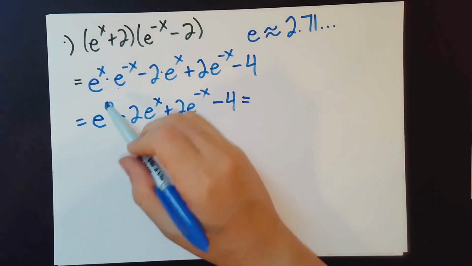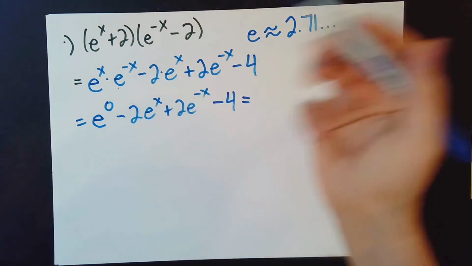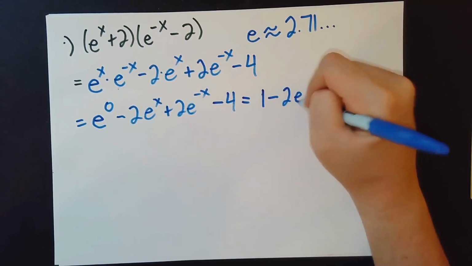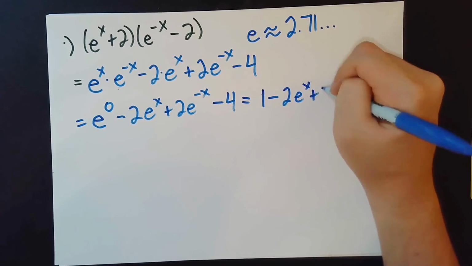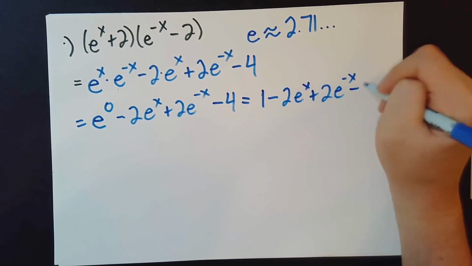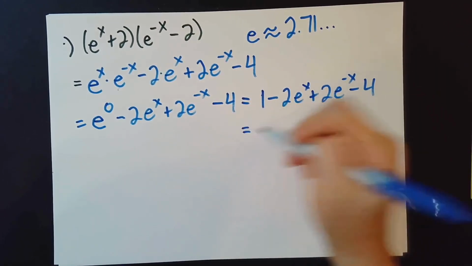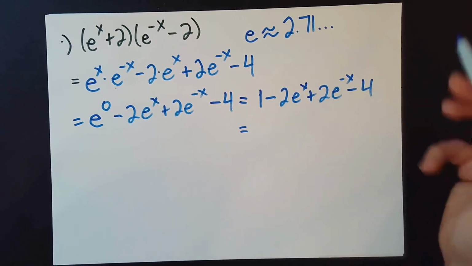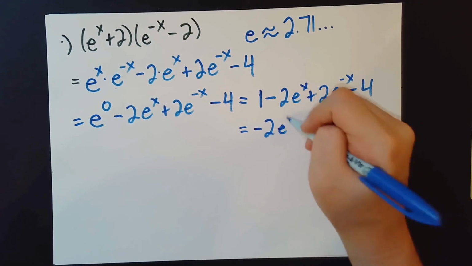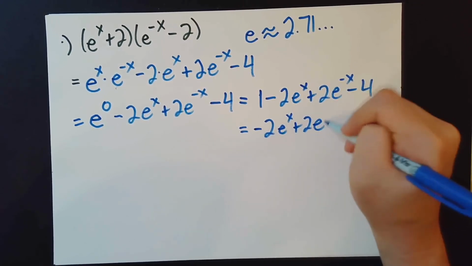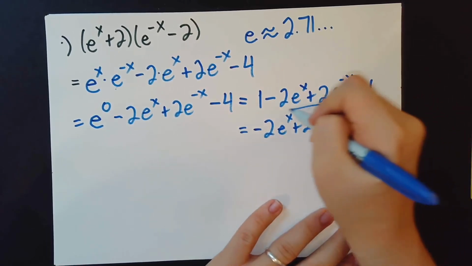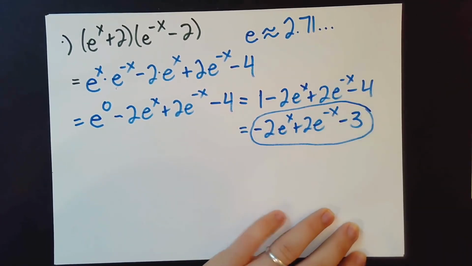But e to the 0th power is 1, like everything to the 0th power. So I'll get 1 minus 2 e to the x plus 2 e to the minus x minus 4. And so the 1 and the 4 I can combine to be a minus 3. This will be a minus 2 e to the x plus 2 e to the minus x minus 3. And that's about as simple as I can make this.